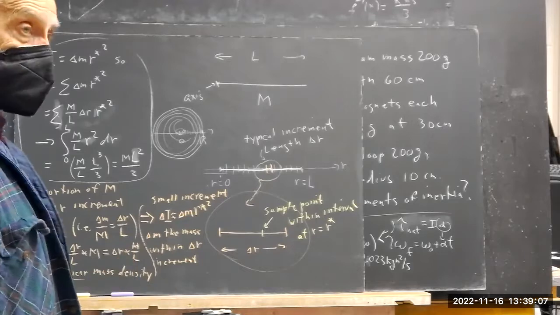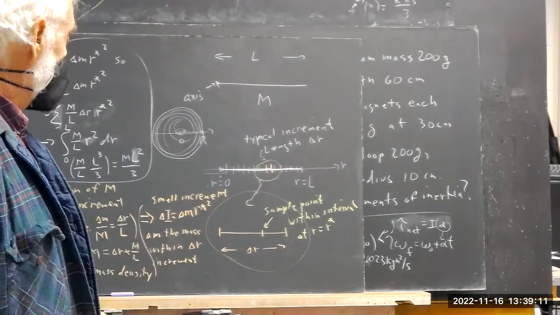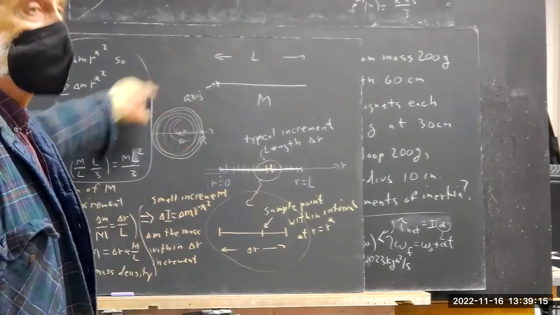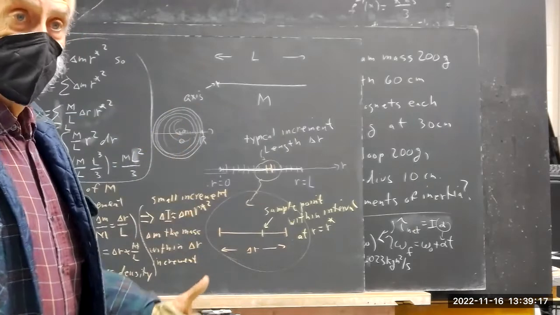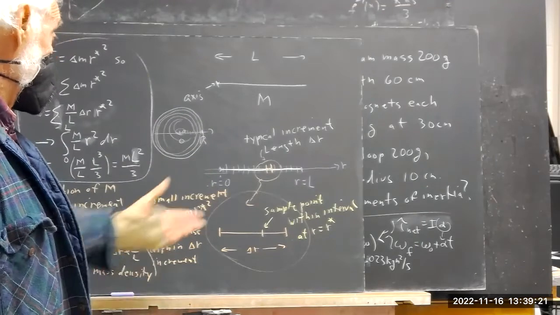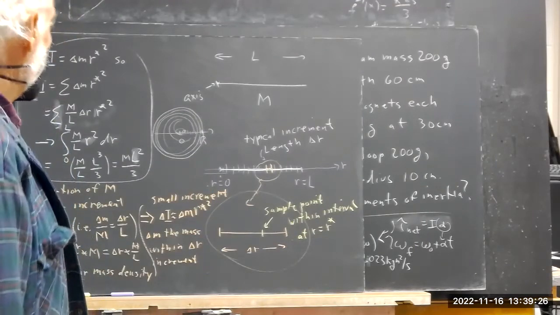Moment of inertia of a ring is just the total mass in the ring, which is now proportional to R. The further out we are, the bigger the circumference and the more the mass, right? So we just throw that into our integral. So we're integrating something else. We're integrating m r to the fourth.